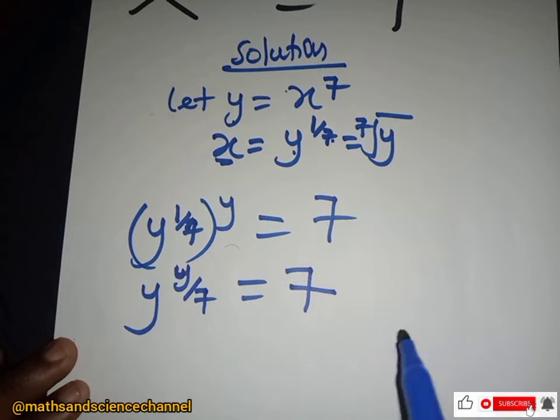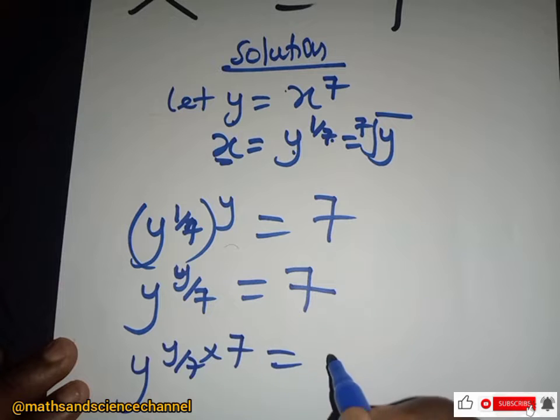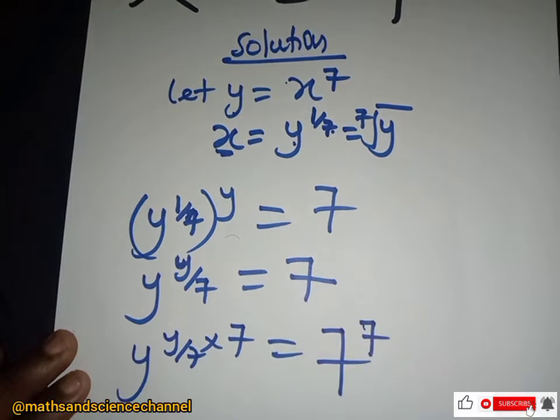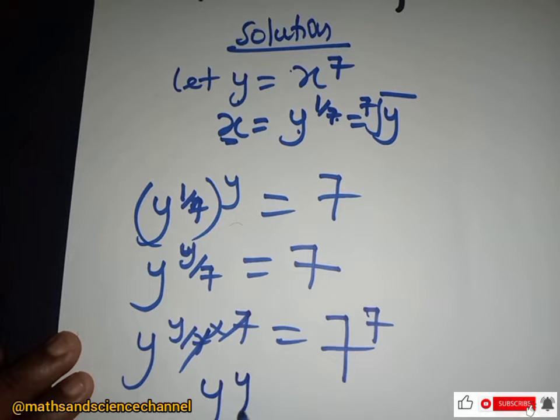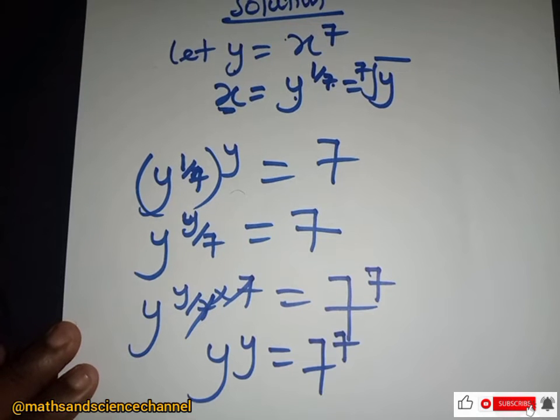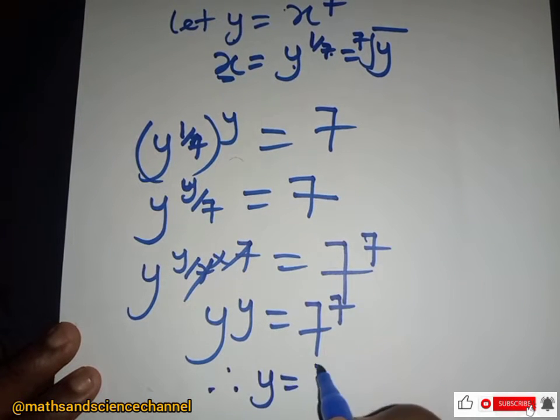So multiplying both exponents by 7, we are just going to get y to the power that multiplied by 7, and then 7 to the power 7, right? This will get rid of that, and therefore we have y to the power y being equal to 7 to the power 7 in this case, right? So as you can see from here, basically y here is just equal to 7, right?